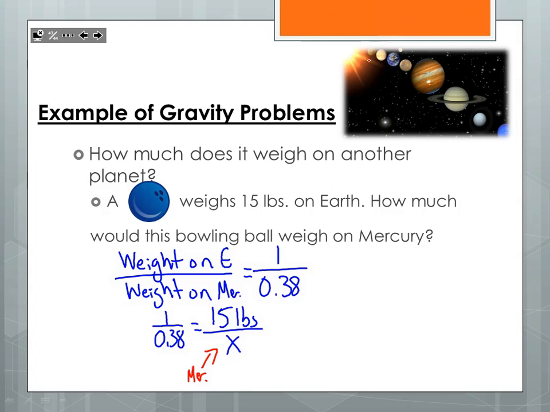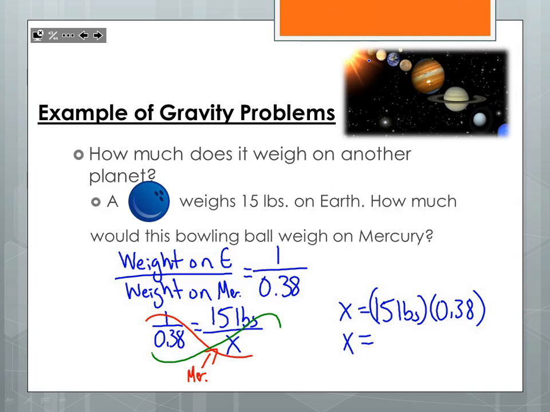Okay, so I'm going to go over to the side over here. I know that in order to do this, it's the same way. I have to cross multiply. So 1 times X is just X, which equals 15 pounds times 0.38. Because it's a comparison number, there's not really a unit. So I'm going to say 15 times 0.38. So X equals 5.7, and our only unit is pounds. So the bowling ball weighs 15 pounds on Earth, and it weighs 5.7 pounds on Mercury.